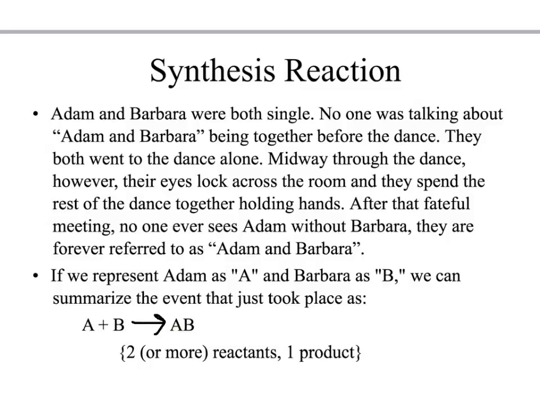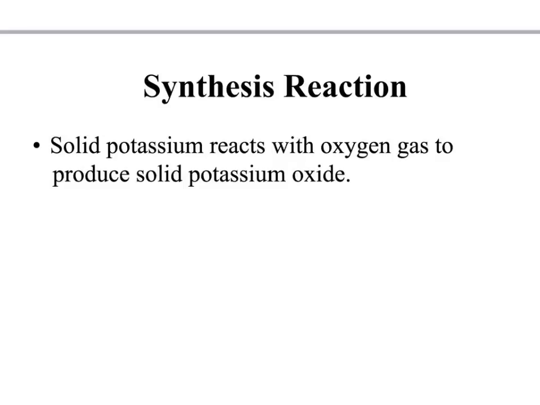Let's look at some example reactions. So the first one, we've got solid potassium reacts with oxygen gas to produce solid potassium oxide. So let's write our reaction. Okay, so we've got potassium, and it's a solid, and it reacts with oxygen. Now remember, oxygen is one of our diatomic molecules, and it is a gas, and it yields or produces potassium oxide.